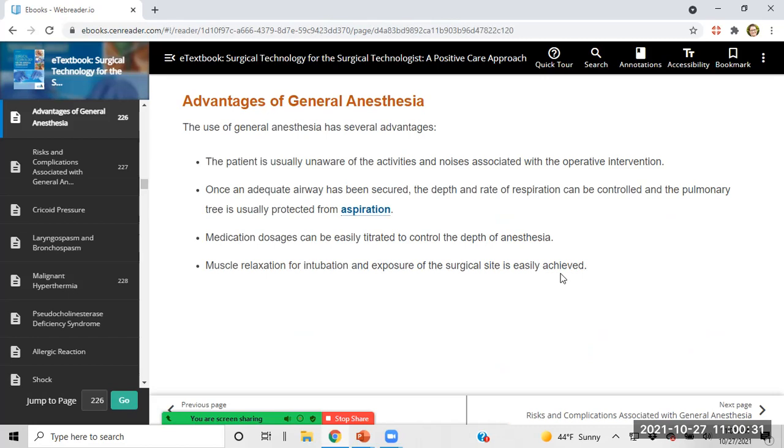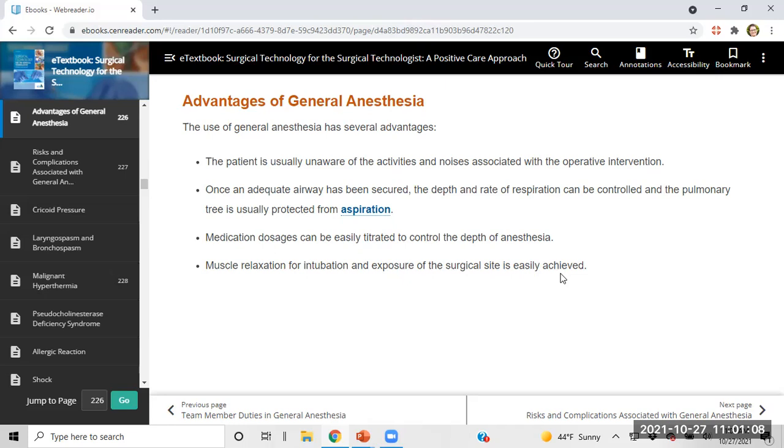You know, it's good that the patient is unaware of what's going on during that case. And then also making sure that there's an adequate airway secured without the risk of aspiration. And aspiration means inhaling substances into the lungs that may be coming up from the gastric system. So it's a really important way to protect the lungs. Also, medications can be easily titrated to help control the depth that the patient is in.